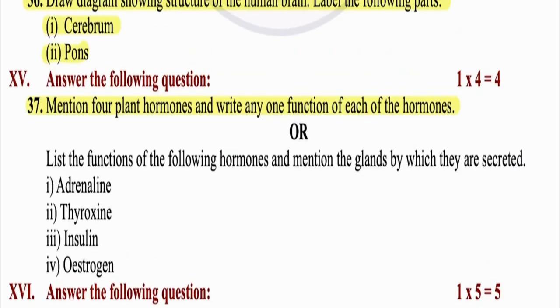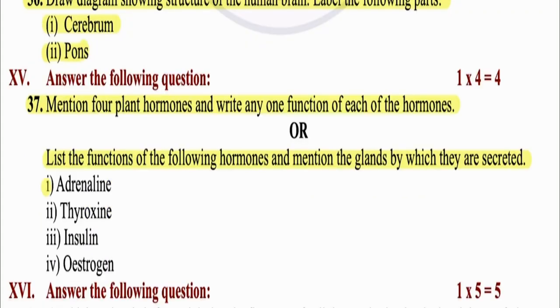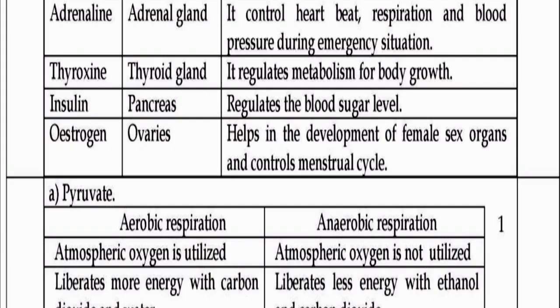Next, optional question. List the function of the following hormones and mention the glands by which they are secreted. 1. Adrenaline. Next, second, thyroxine, insulin, and estrogen. The hormones are adrenaline, thyroxine, insulin, estrogen, and the gland for adrenaline is the adrenal gland, thyroxine the thyroid gland, insulin is the pancreas, and estrogen the ovaries.